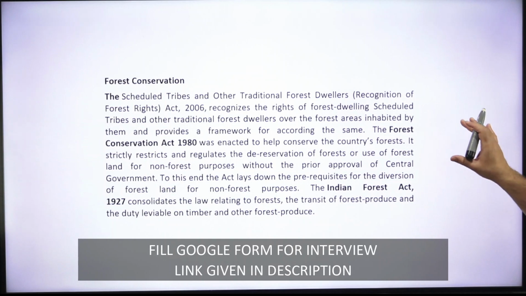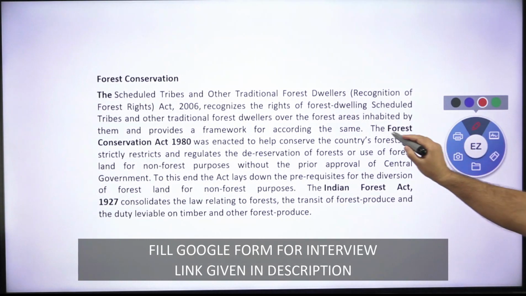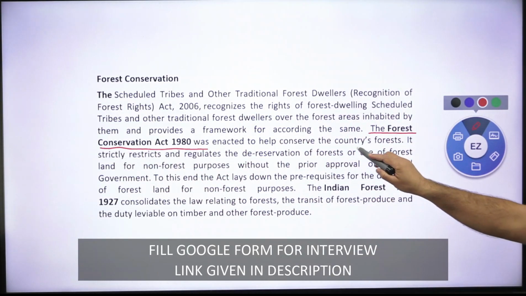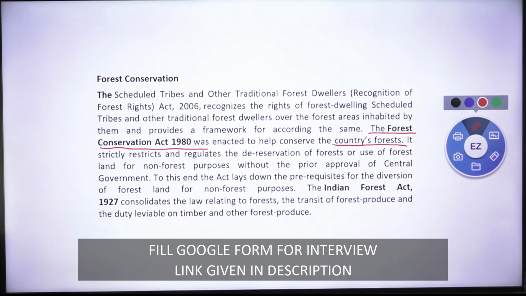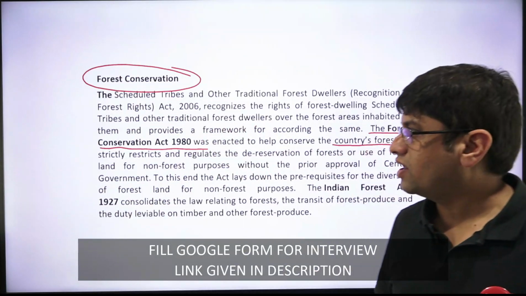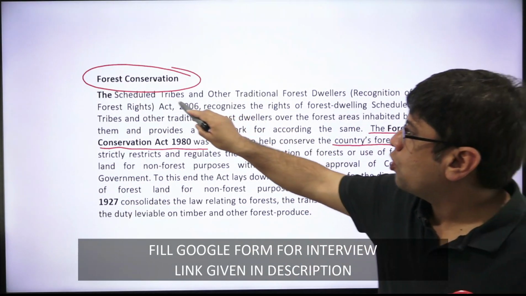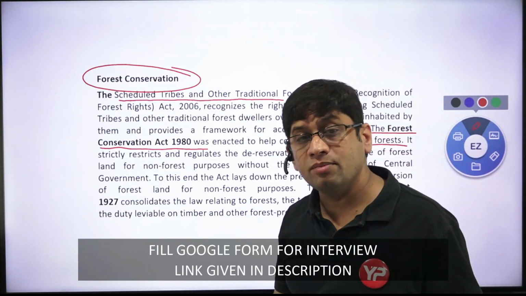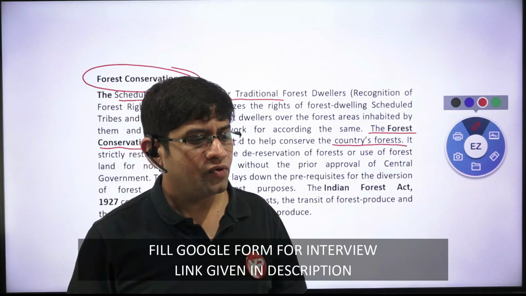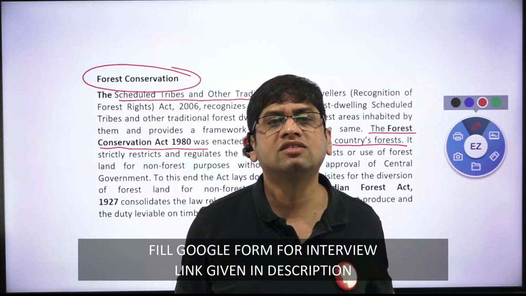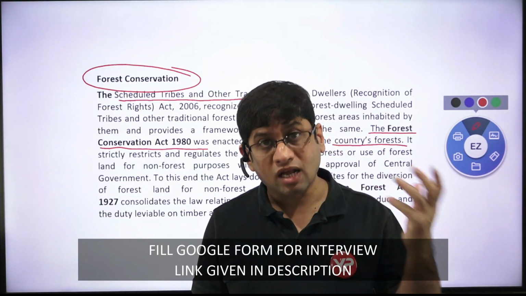So this act is also related to the Forest Conservation Act 1980. Forest Conservation Act 1980 is basically to conserve the country's forest. So in the direction of forest, this is the act by which you have to protect the forest. And when you protect the forest, you also have to think of the scheduled tribes, the tribals who are living in the forest. Forest is made up of three things: flora, fauna, and people inside that particular forest, whom we call tribal people.